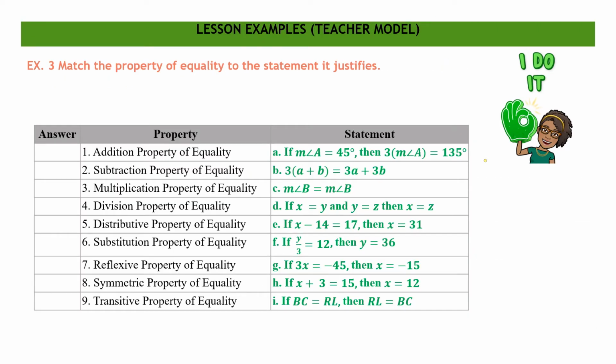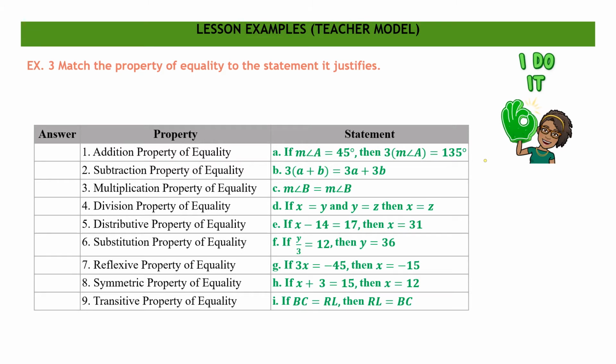Okay, example 3. Here we're going to match the properties of equality to the statement it justifies. So some of these should be very familiar from last year in Algebra 1, and we're going to use some of these same properties in geometry in our proofs. So let's start out with the first one, addition property of equality.